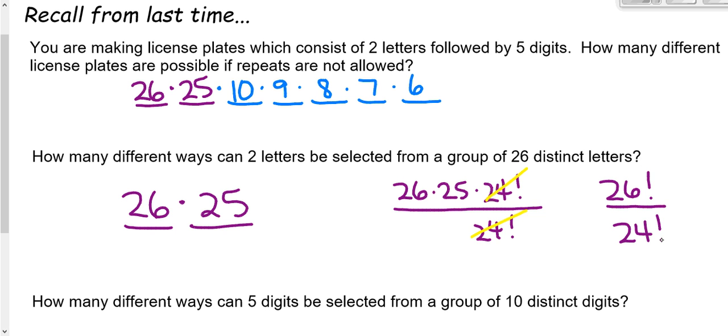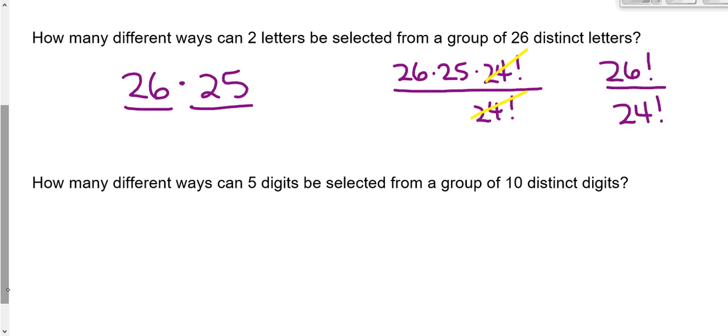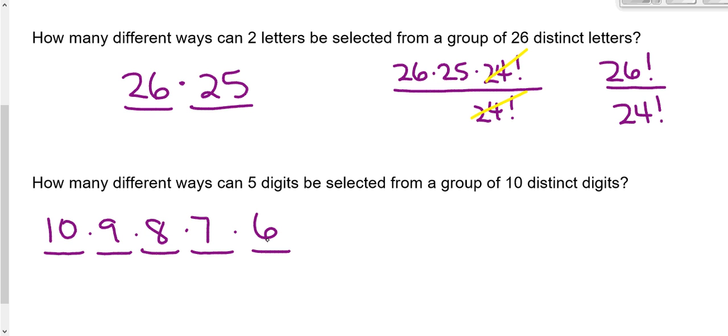Now let's take a look at the second part of the license plate with the 5 digits. And you're selecting from 10 digits because 0 through 9 is a set of 10 digits. So let's see here. We have 10 choices, 9 choices, 8 choices, 7 choices, 6 choices. So doesn't that look like a part of the 10 factorial? That looks like we took 10 factorial and divided it by what? Well, we don't have the 5, the 4, the 3, the 2, and the 1, so it looks like we divided it by 5 factorial.